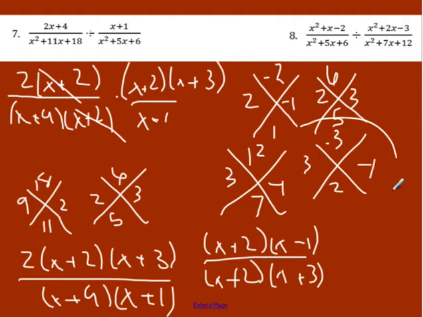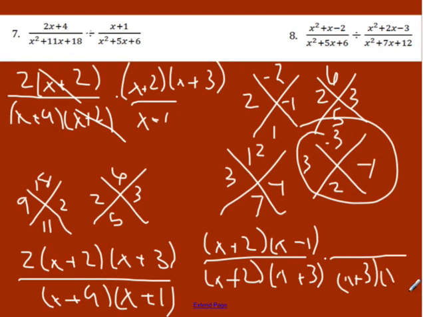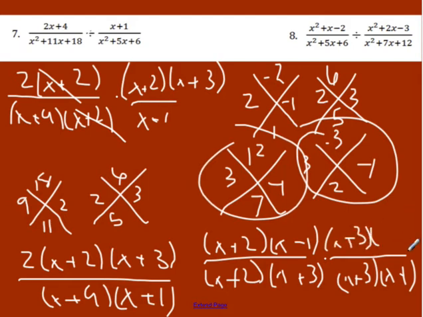So now this x was originally on the top. So when I flip the fraction, it's going to be on the bottom. So my x plus 3 times my x minus 1 needs to be on the bottom. Okay? Then my x plus 3 and my x plus 4 need to come up to the top.